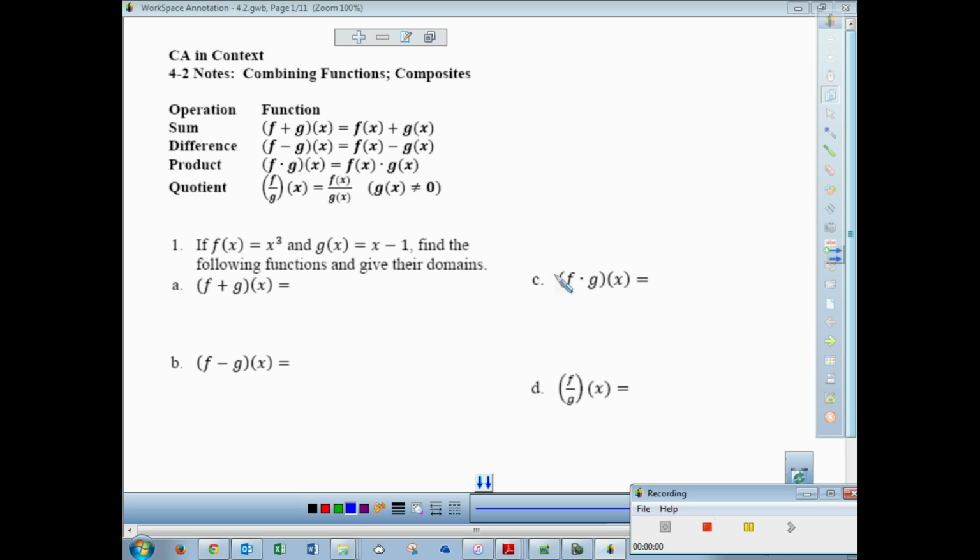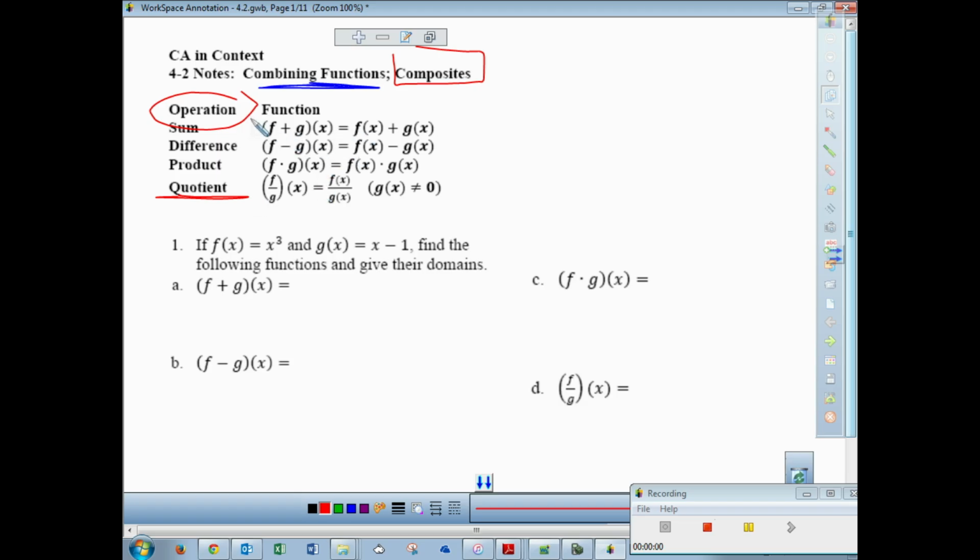Starting out Unit 3, Section 4.2, combining functions and composites of functions. So they give us some functions, and in the first couple of problems, they ask us to do some operations with them. Either add them together, subtract them from each other, multiply them together, or divide them. That's what quotient is all about.